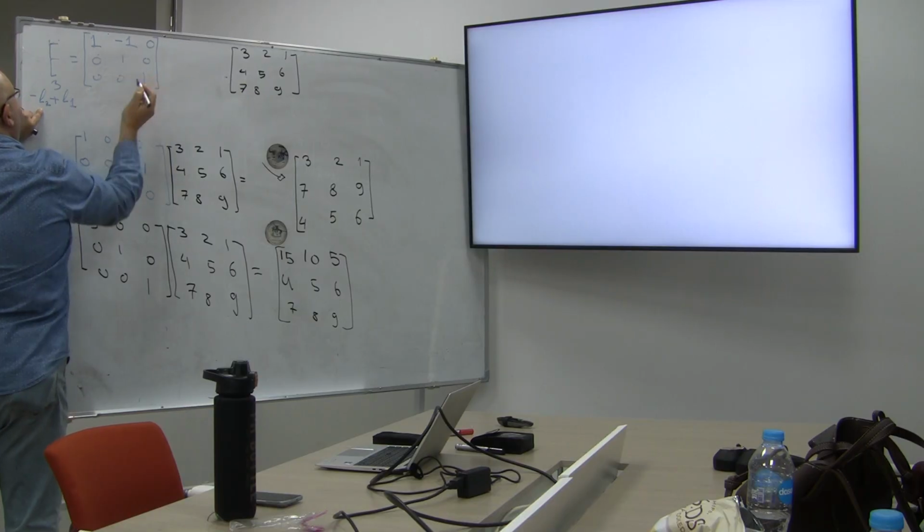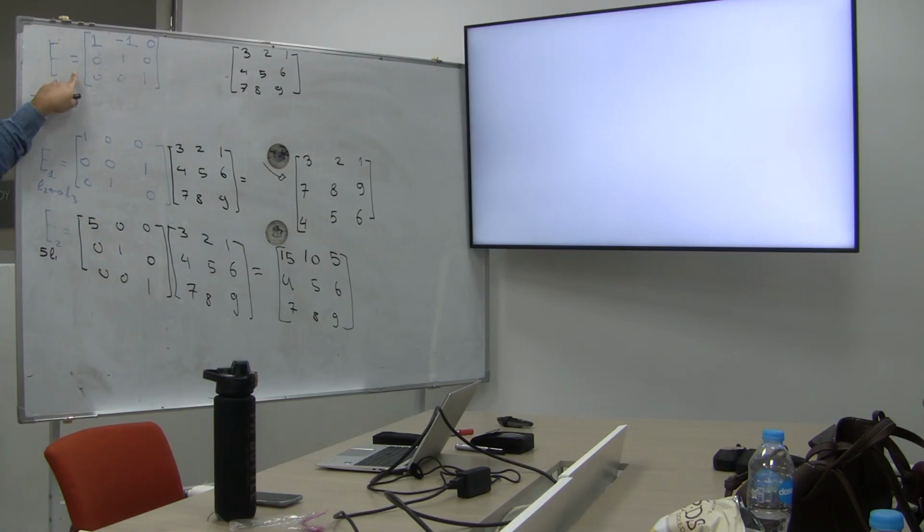0, 0, 1. Guys, do you know how I got this? I've multiplied the second row by negative and then added it on the first row. Isn't it the unit matrix 1 0 0, 0 1 0, 0 0 1? I want to do negative L2 plus L1. So I've considered the second row, multiplied it by negative, then added it on the first row.